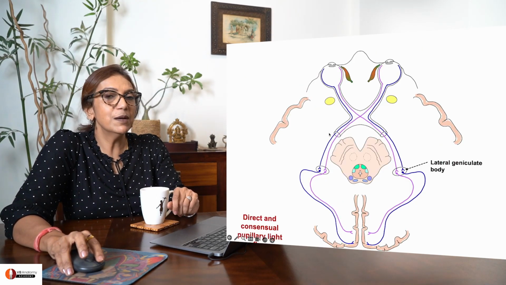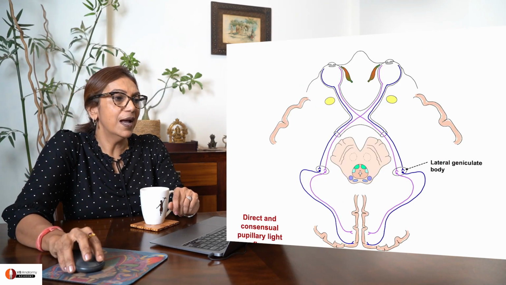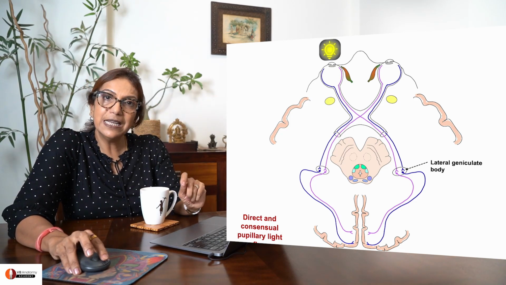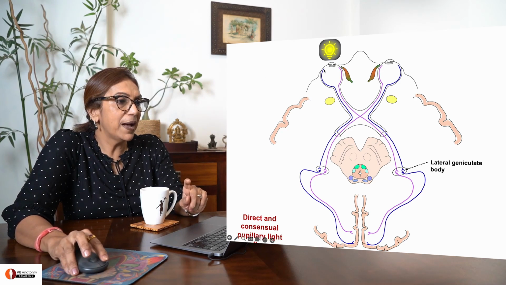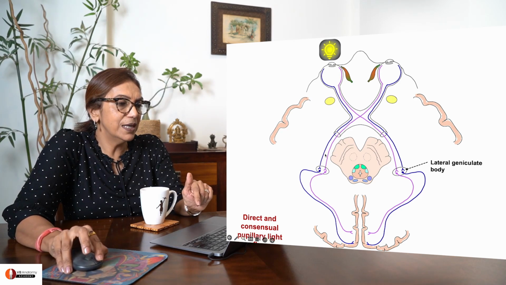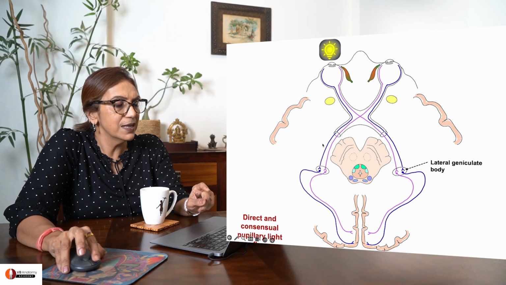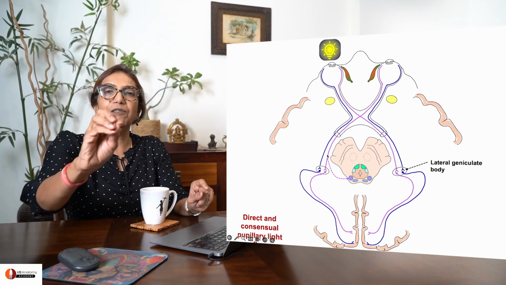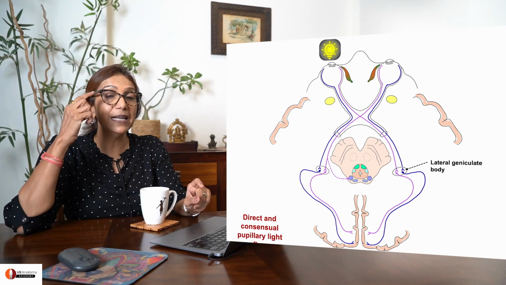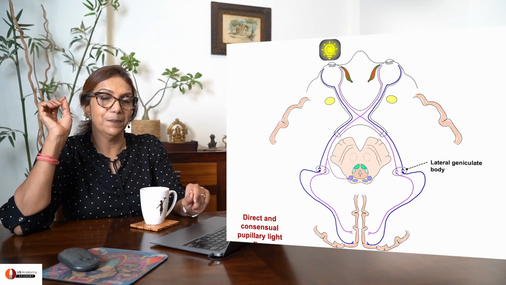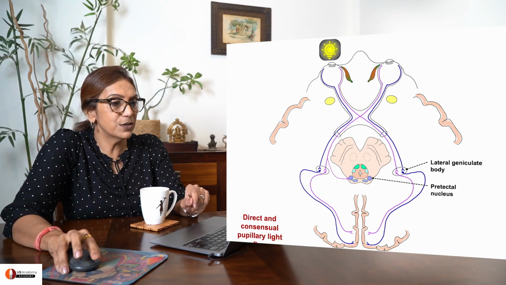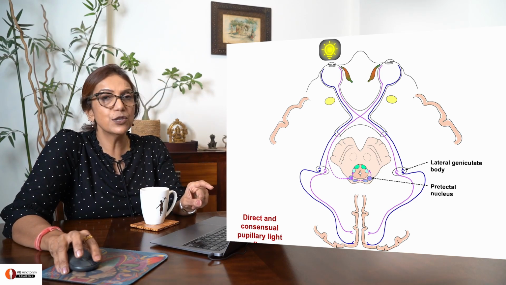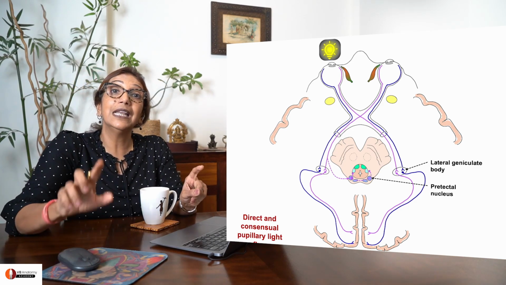Suppose your one eye is closed, okay? And somebody throws a light in the other eye. So the light is picked up by retina, carried backwards till here. It's going to the visual cortex, but when it reaches midbrain, it gives a branch that informs the pretectal nucleus that light has been put in the eye. What does pretectal nucleus do? It informs same side Edinger-Westphal as well as opposite side Edinger-Westphal.